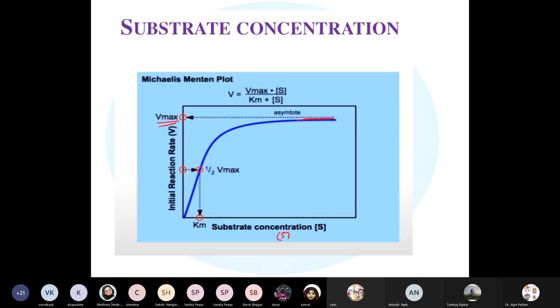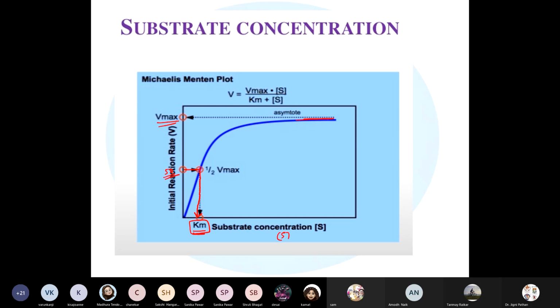Important to know. Next, what is half of Vmax? Half of Vmax is 50% of the maximum velocity. When you extrapolate the 50% of maximum velocity onto the x-axis, that will give you Km. I'll tell you what is Km. When you extrapolate on the graph, you get Km.